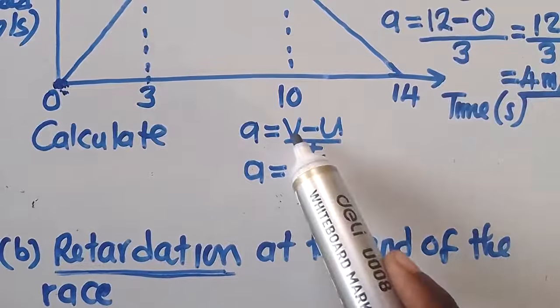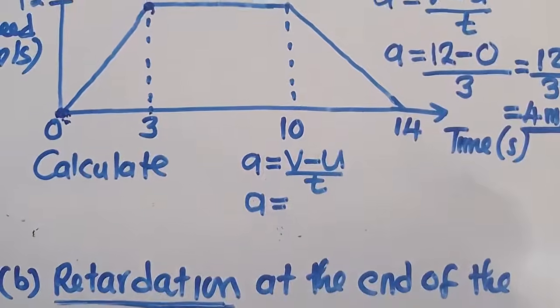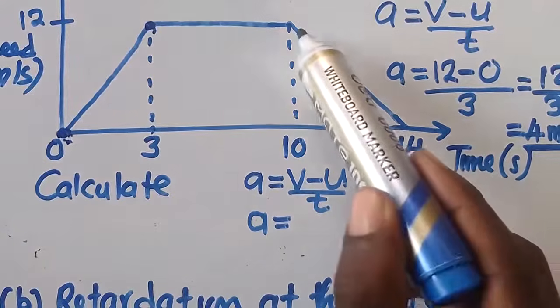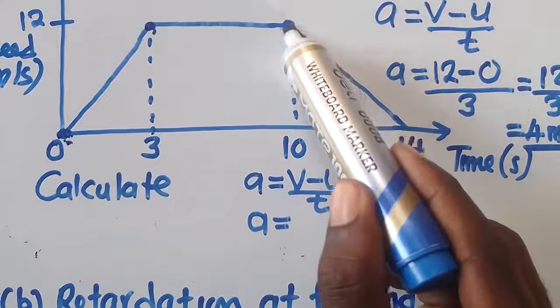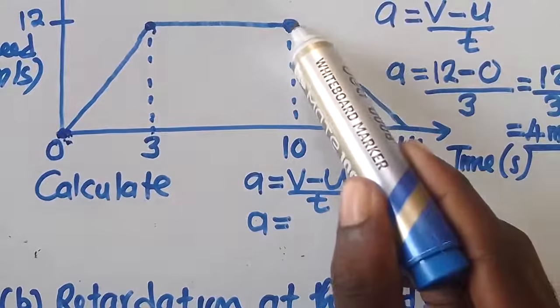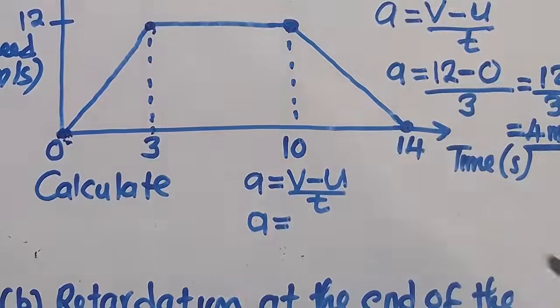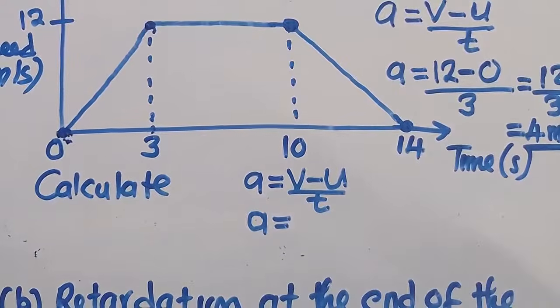So what is your final velocity? So you look at what you are given. The question is saying at the end of the race. So at the end, so it started from here. This is where it started from. Have you seen? It started from here. So this is your initial. Then it ended where? There. That's where it ended. Have you seen? This is what you have to do.